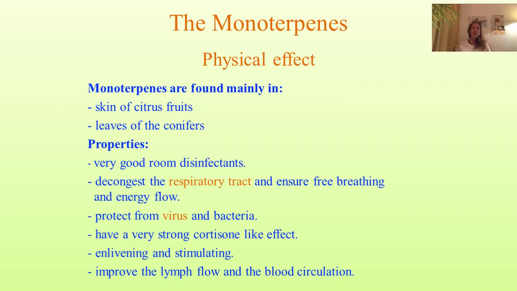So the monoterpenes are found mainly in the skin of the citrus fruits, orange, lemon, grapefruits, bergamot, and also in the leaves of the conifers, all our beautiful trees in the forest, the pines, the fir.